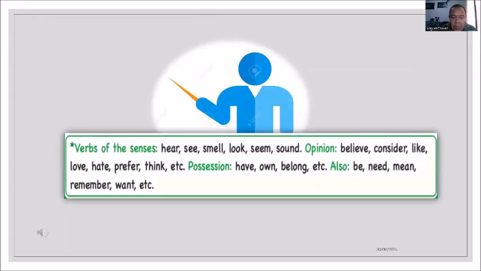Here we have other static verbs. Verbs of the senses: hear, see, smell, look, sing, sound. Verbs to give an opinion: believe, consider, like, love, hate, prefer, think, etc. Verbs to talk about possession: have, own, belong, etc. And also we have be, need, mean, remember, want. Don't forget that we usually use these static verbs in simple present.